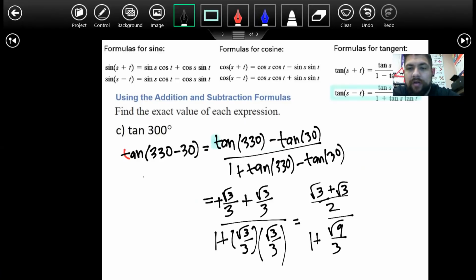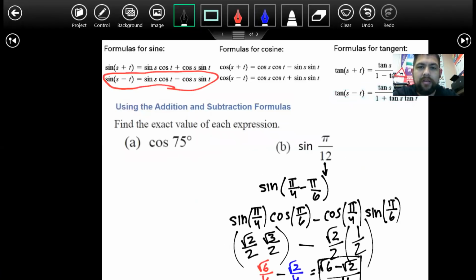Oh, I don't like doing this one. Tangents are always a wacky one, so I'm just going to leave it like that, because I want you to be able to simplify it. So let's skip this next one.